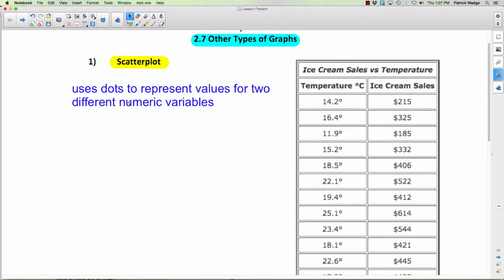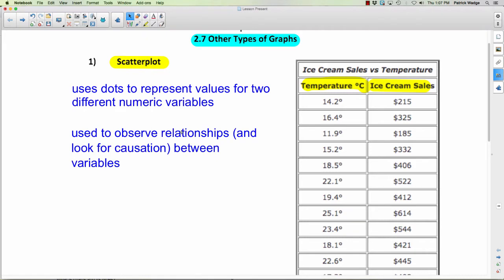So what's a scatter plot? A scatter plot uses dots to represent values for 2 different numeric variables. So what we're going to look at for our scatter plot is ice cream sales versus temperature. And what a scatter plot does is it allows you to observe if there are relationships and maybe even causation between variables. Causation is when one thing causes another.